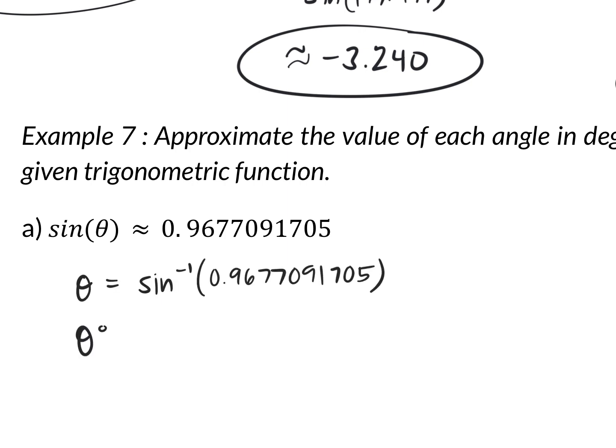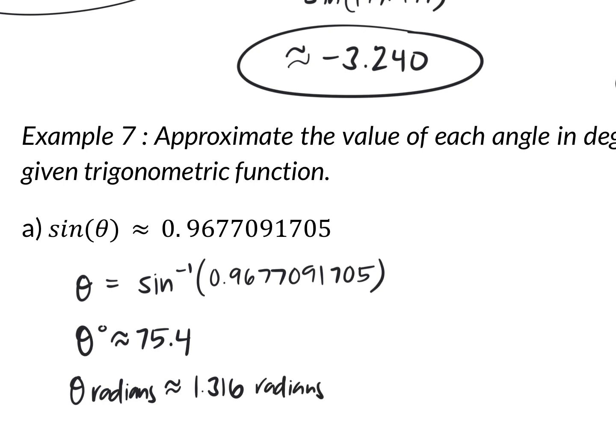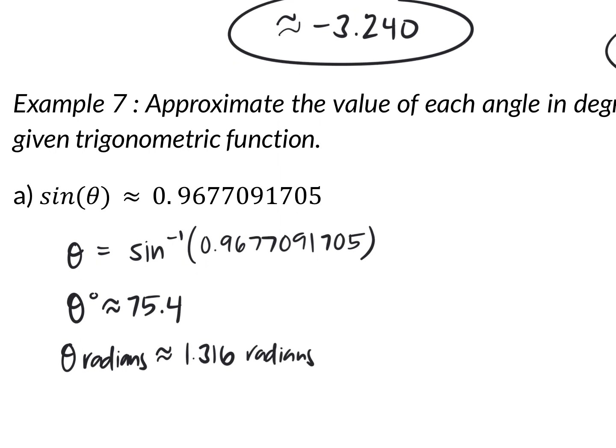Your angle in degrees should be approximately 75.4, but your angle in radians should be approximately 1.316. Okay, so try both of them. Make sure you can get both of those answers on your calculator.